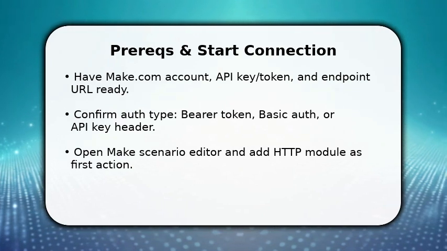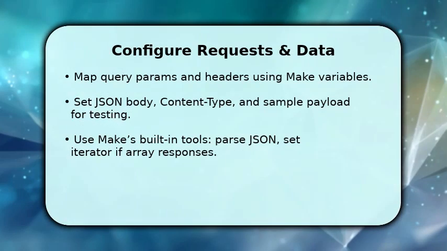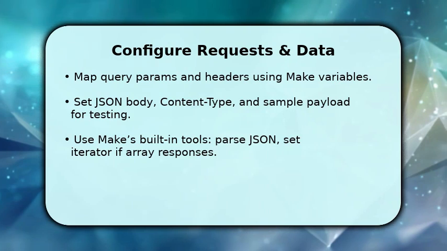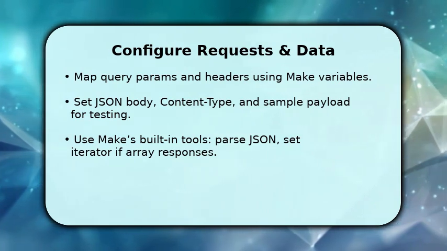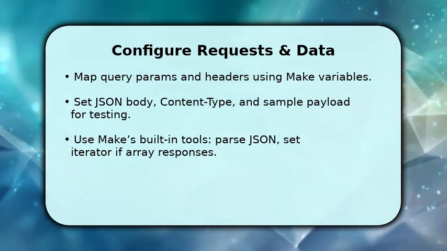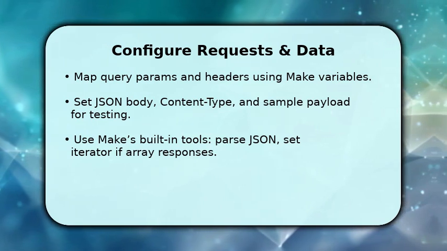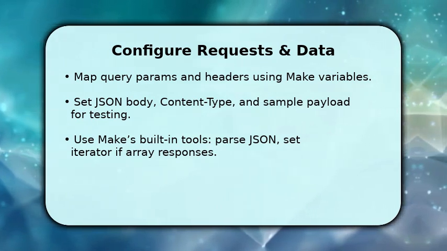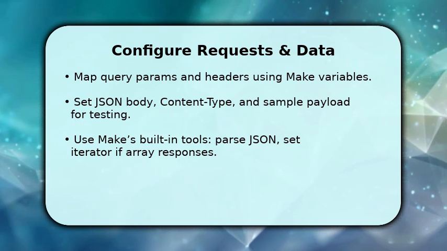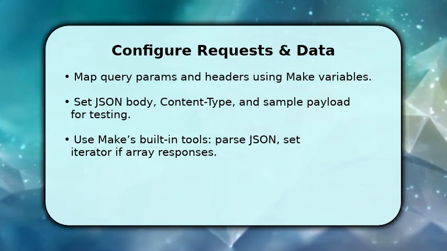Now you configure the request body and mapping. First, set query parameters and headers using Make variables so responses are reproducible. This helps later when chaining modules. Then craft the JSON body, set content type, application/JSON, and include a sample payload for initial tests.